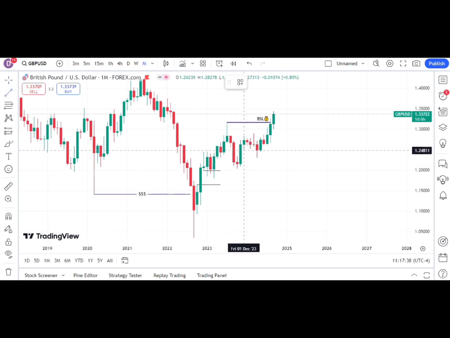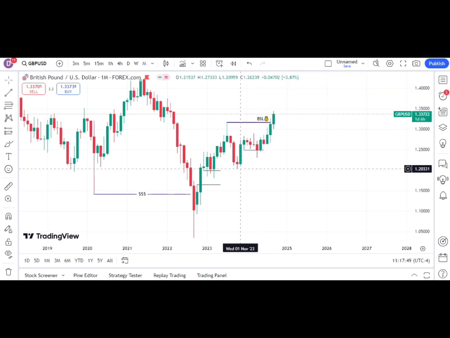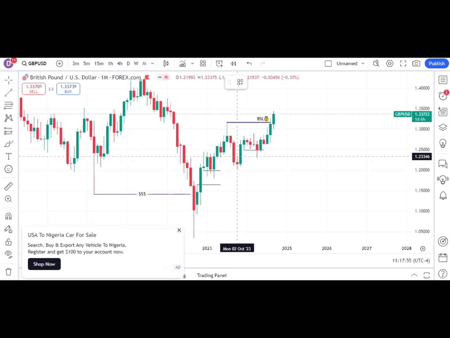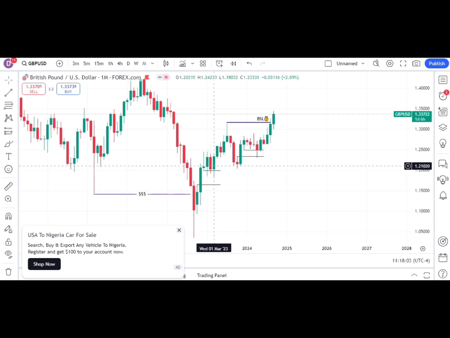A fair value gap was created here. So you can see we had this fair value gap here, and also... so what does this mean? So we are respecting bullish order flow, bullish PD arrays.